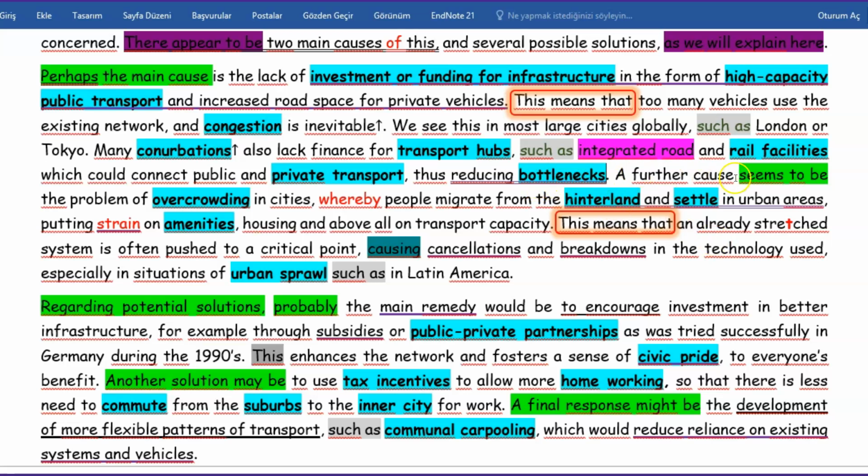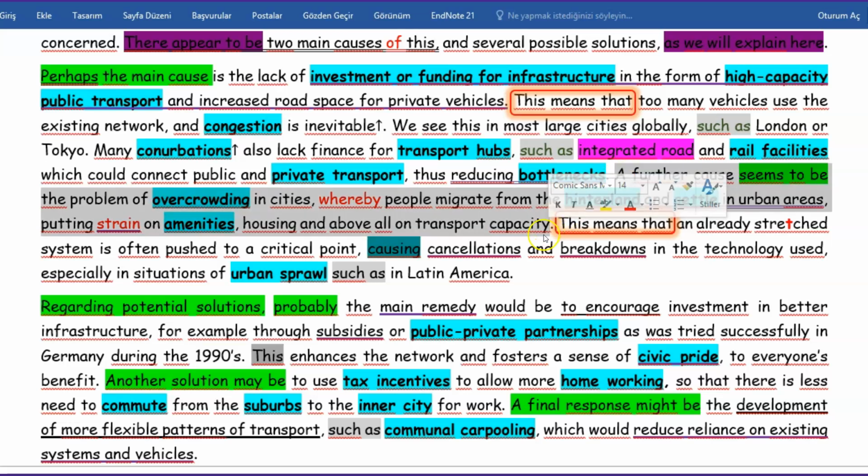A further cause seems to be, again, usage of tentative language, "seems to be," and avoiding personalism. Instead of "problem" here, we can say issue, challenge, crisis of overcrowding in cities, whereby people migrate from the hinterland and settle in urban areas, putting stress on amenities, facilities, housing, and above all on transport capacity.